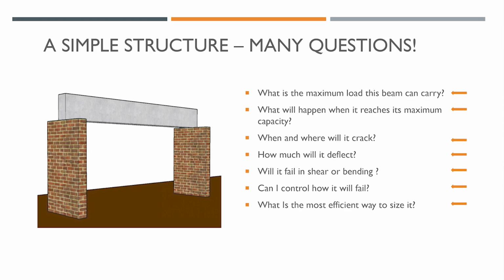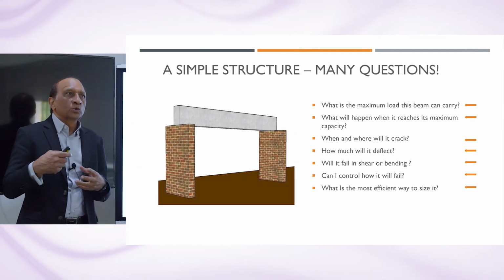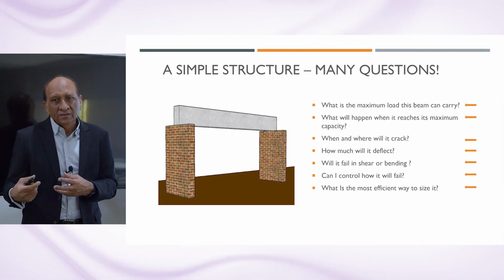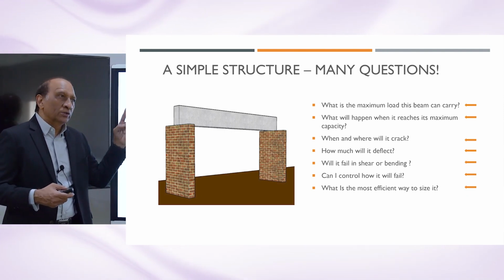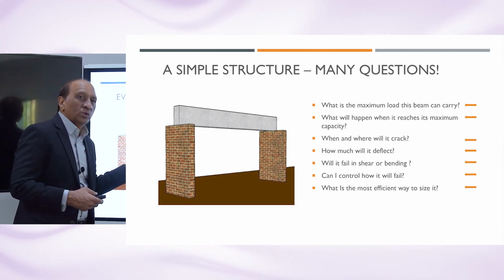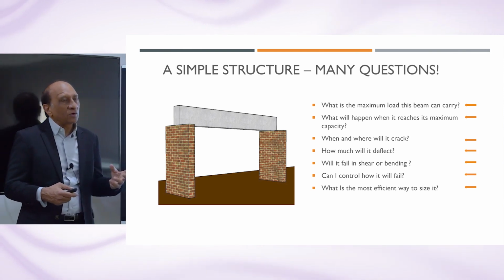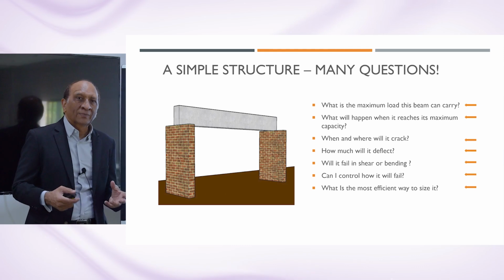And then will it fail in shear or bending? Let's say we fix that it will not fail in shear. Can I control how it fails? Yes. If it's an indeterminate structure, we can determine where we want the moment capacity to not yield, or where it will yield first, because now we have a way to determine that through the pushover analysis that I showed you earlier. And then we can also use that to efficiently size the cross section and the reinforcement, because we know where the critical points are and how the capacity will work.